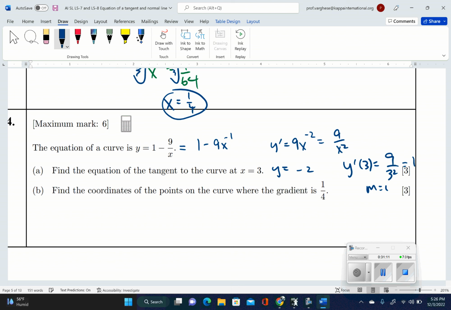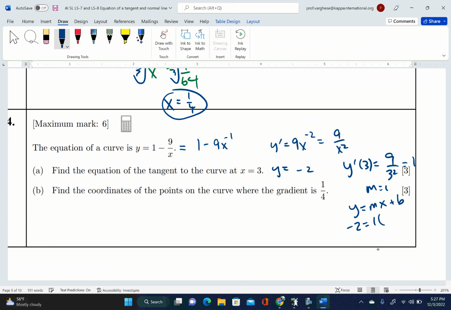And the last thing I want to do is plug it into my form, which is y equals mx plus b, or plus c. So I'm plugging in my numbers that I got here. So I have y is equal to -2. So -2 is equal to, my m is 1. Remember, we're not doing the normal, so you're going to leave 1. Our x is equal to 3 plus c or b, whichever one you'd like to call it. 1 times 3 is 3. Subtract 3 from both sides, and you get -5 is equal to c.